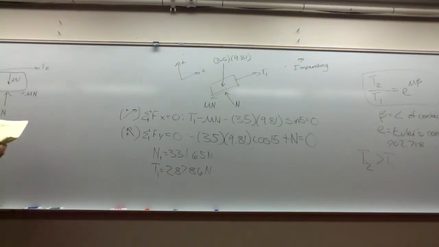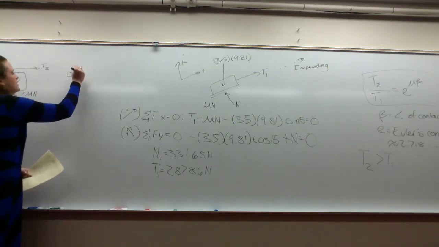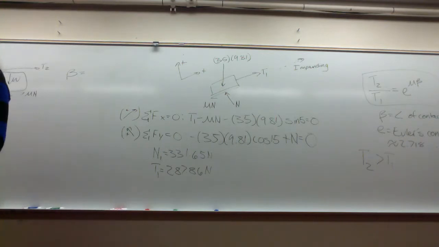Okay? So we have our equation T2 over T1 equals e raised to the mu times beta. Right? So beta, who can give me that? What's that? 165? Okay, between the 2 points of contact. Is it? I got 15.